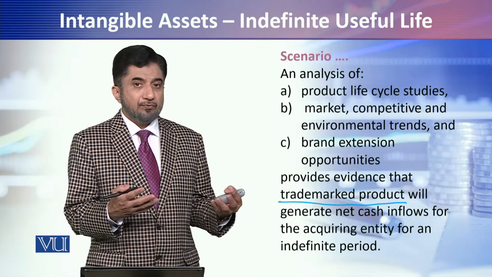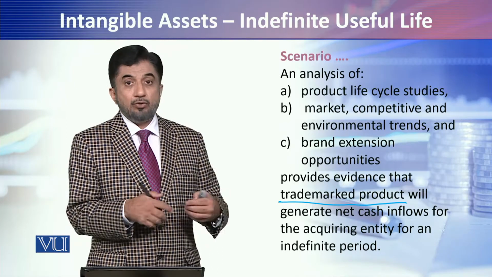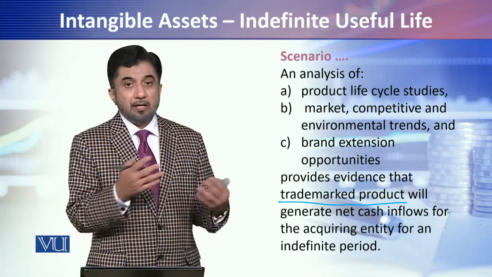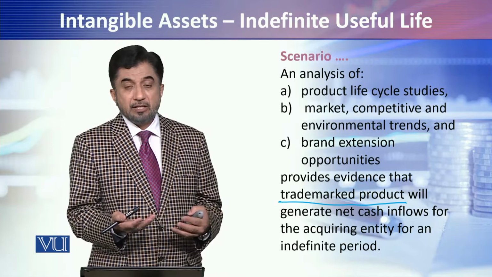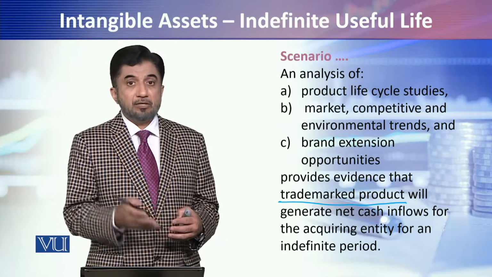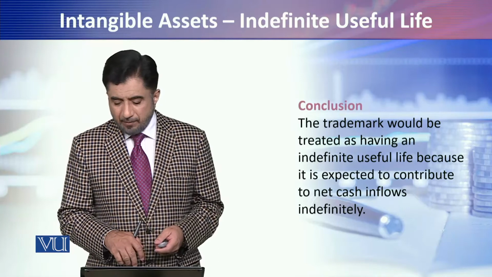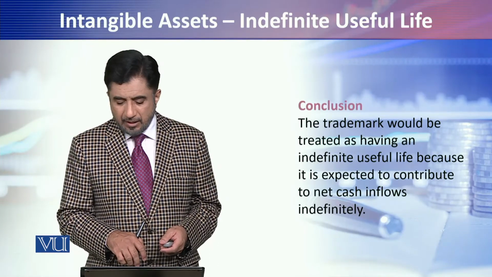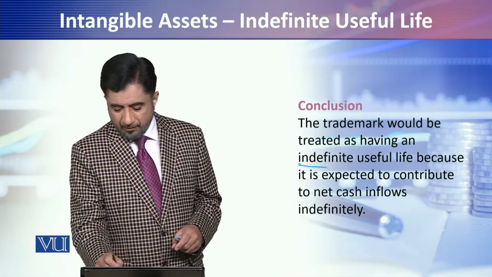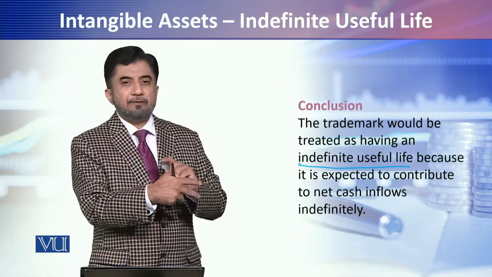The remaining useful life was 5 years, and this company has the capability to renew it after each 10 years, and it has the intention to renew as well, and all the analysis supports that this company would be generating cash flows based on this trademarked product. What's the conclusion? The trademark would be treated as having an indefinite useful life. Why? Because it is expected to contribute to net cash inflow indefinitely.